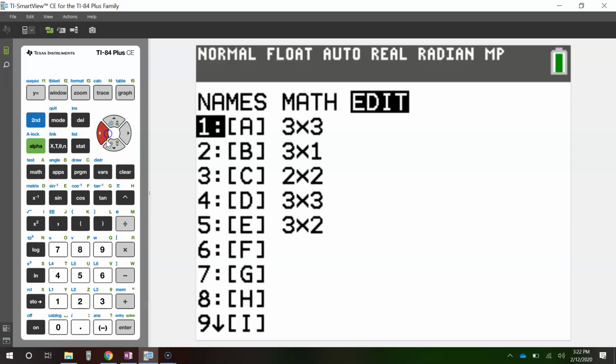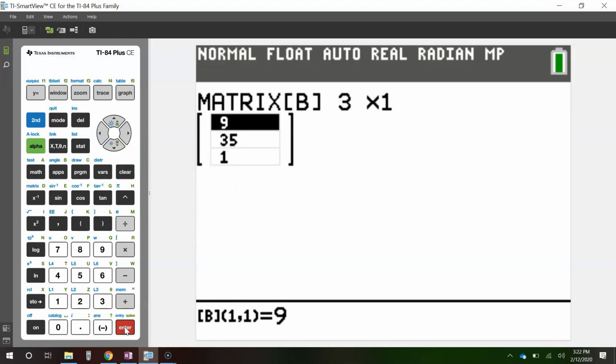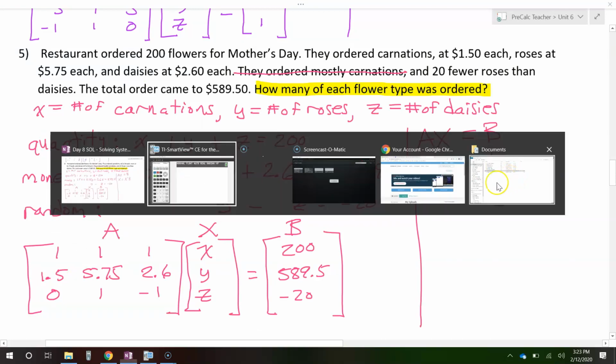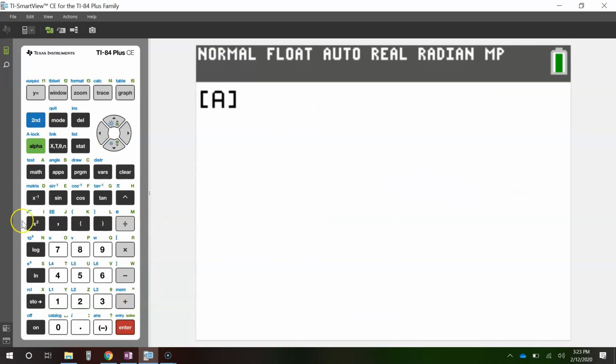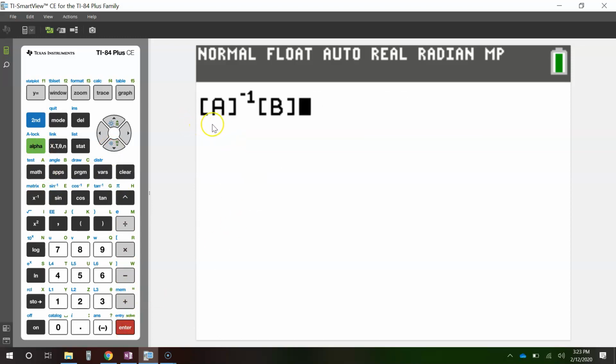Go back to the matrix area. This time edit matrix B. Make sure it's a 3 by 1. All right, what was it again? 200, 589.5, negative 20. Okay, quit out of this matrix as well. So remembering that we want A inverse B, we will go back to the matrix area, simply hit enter for A, hit the x to the negative 1 power button, now it's inverse. Back to the matrix area, go to B. So now we have A inverse B.